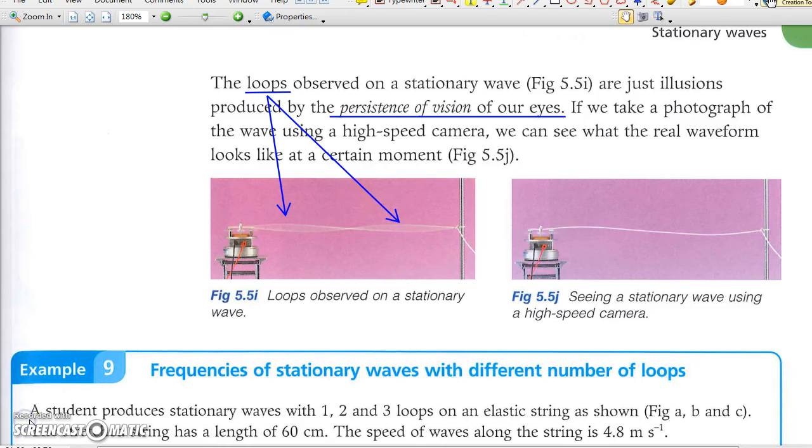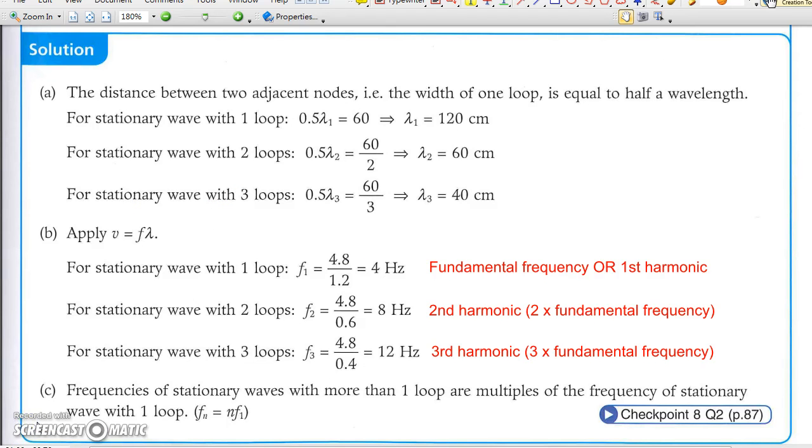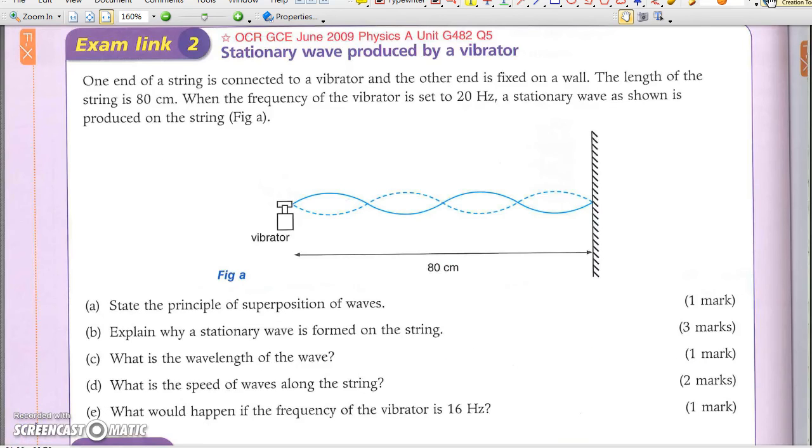Example 9. Frequencies of stationary waves with different numbers of loops. In this example, you can see how we may calculate the wavelengths and frequencies of stationary waves. The higher frequencies are found to be multiples of the fundamental frequency. Exam link 2. Stationary wave produced by a vibrator. Please read the question yourself and then do checkpoint 8 on the next page.